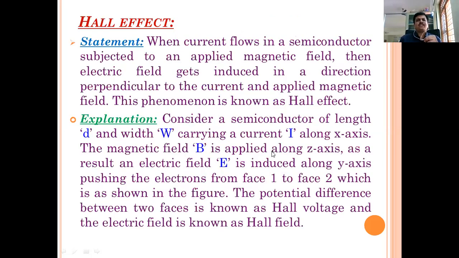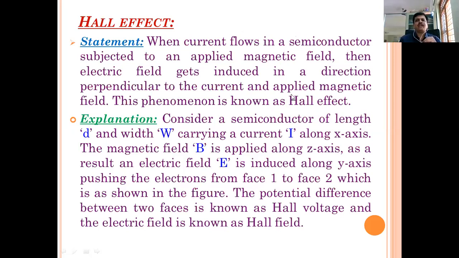Now, the next aspect is quite important, having wider applications, which was explained by the scientist Hall, and on his name is known as the Hall effect or Hall phenomenon. Here it says, when a current flows in a semiconductor subjected to an applied magnetic field, then an electric field gets induced in a direction perpendicular to the current and the applied magnetic field. This phenomenon is known as the Hall effect.